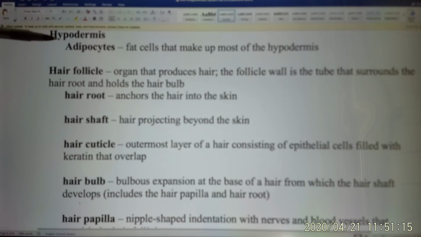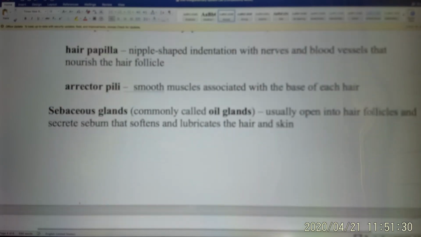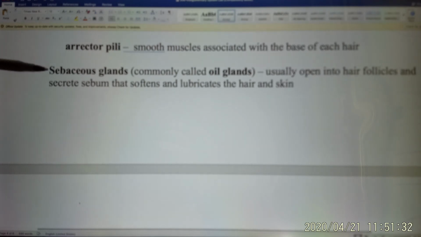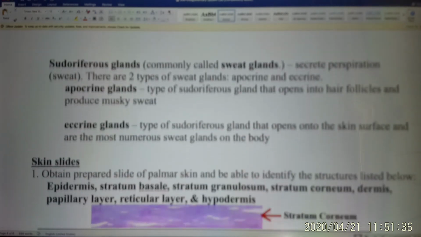And hypodermis, you see the fat that's in the hypodermis. And the hair, I only ask you to identify the hair and hair follicle. The hair follicle is the supporting cells outside. And we talked about the sebaceous gland, that's the oil gland. So that's all in the model.